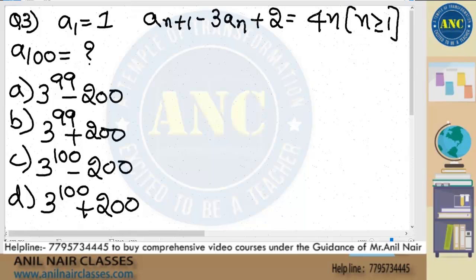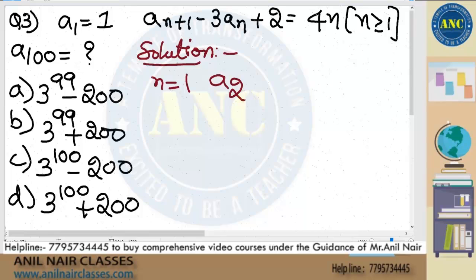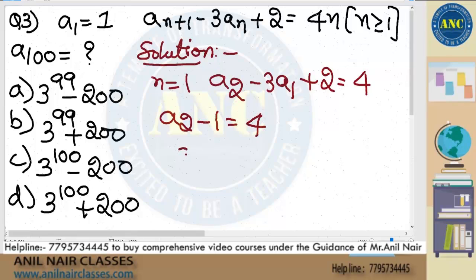a1 equals 1, a(n+1) minus 3a(n) is 4n, n greater than or equal to 1. Find a100. Solution. If I put n equal to 1, this will become a2 minus 3a1 plus 2, which is 4 into 1, 4. So a2 minus 1 is 4. a2 is nothing but 5.